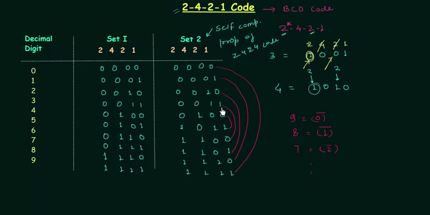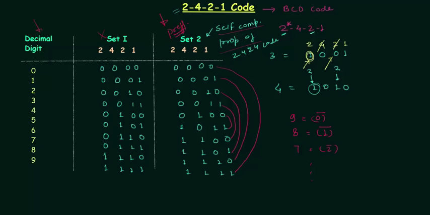So this set is preferred. This is the preferred set. We are not going to use this set because of the self-complementing property of 2421 code. So whenever in exam there is a question on 2421 code and you need to make the table for it, just remove this column and you are left with column number 1, that is for decimal digit, and column number 2, in which we have proved the self-complementing property of 2421 code.